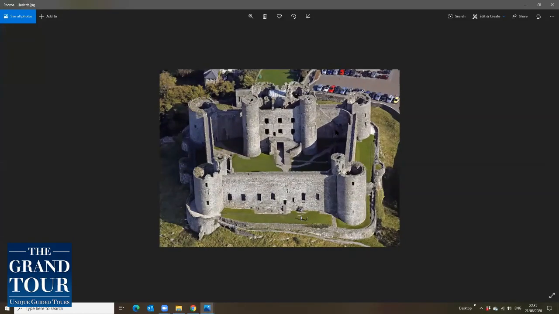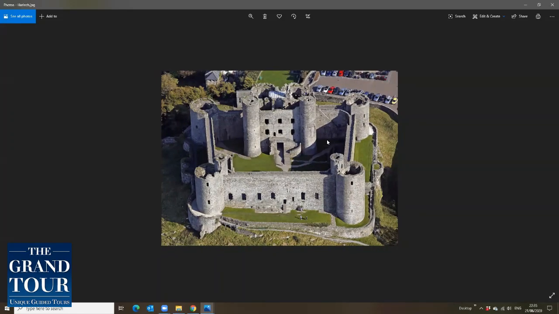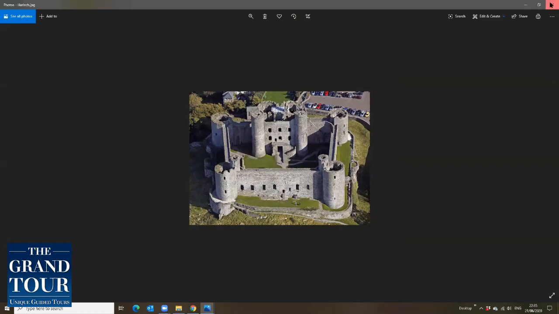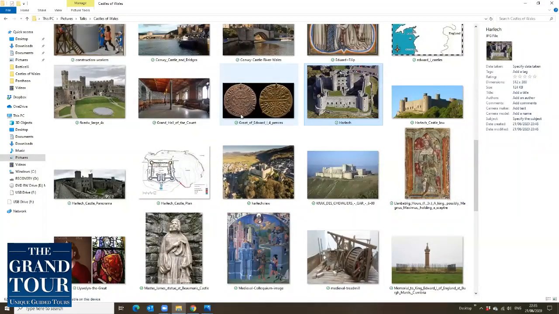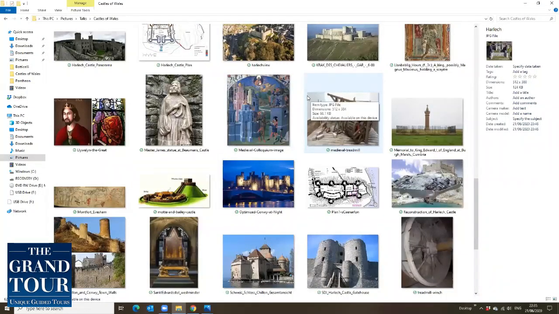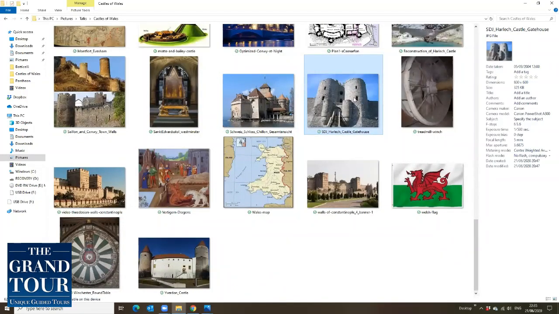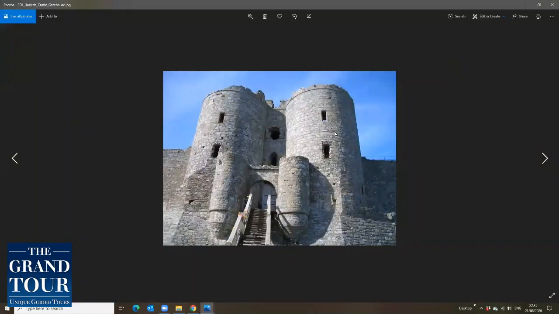Also this is Harlech Castle. You can see round towers. Imagine it would have been painted white. And then let me see if I have another Harlech Castle here. Yeah, this is the gatehouse as well. So traditional, you know, round one.